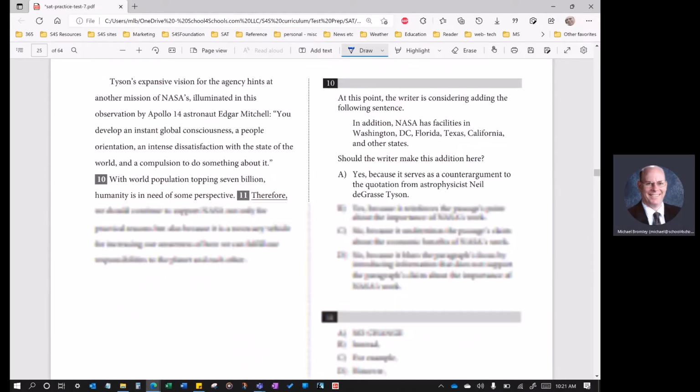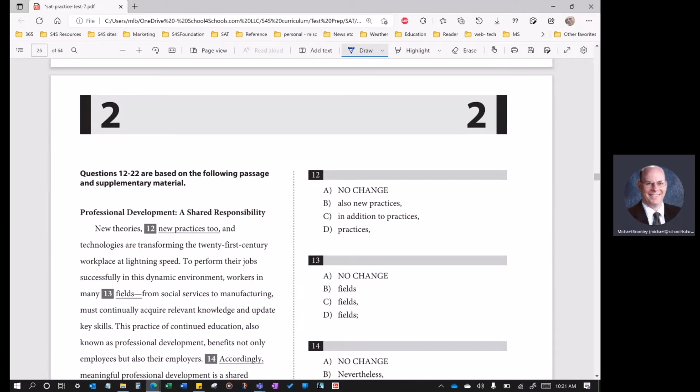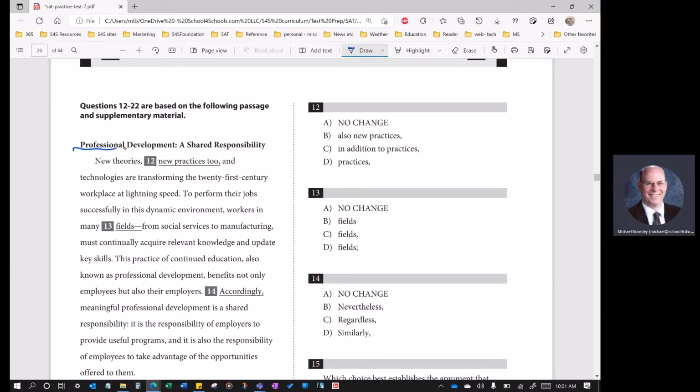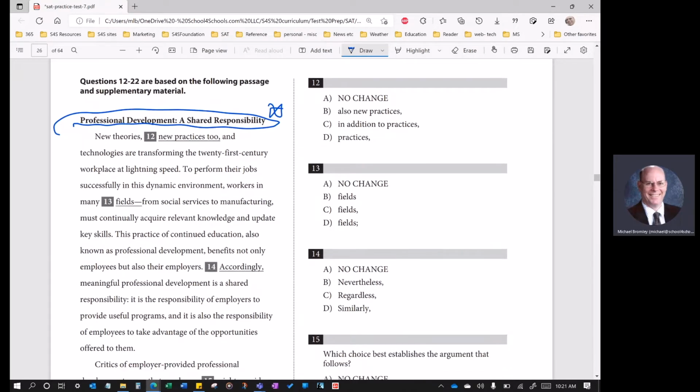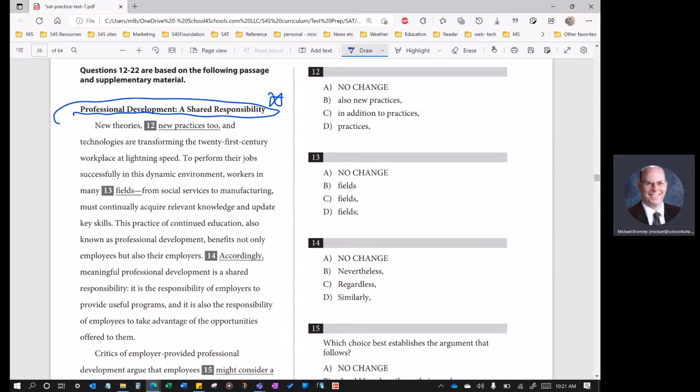So we go down to the next passage here, professional development, a shared responsibility. So this is all about, this really helps us out a lot. So pay attention to that, please. Now, the student's first question is number 13. So I see 13 now.